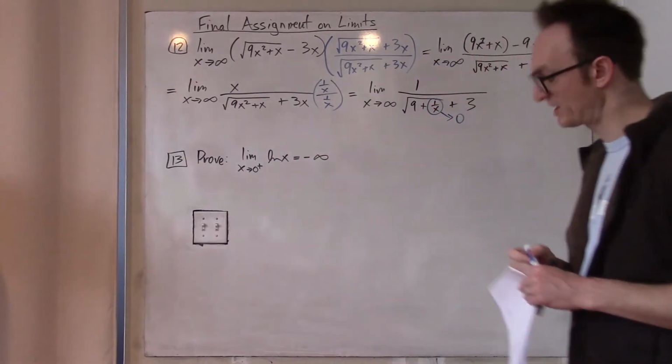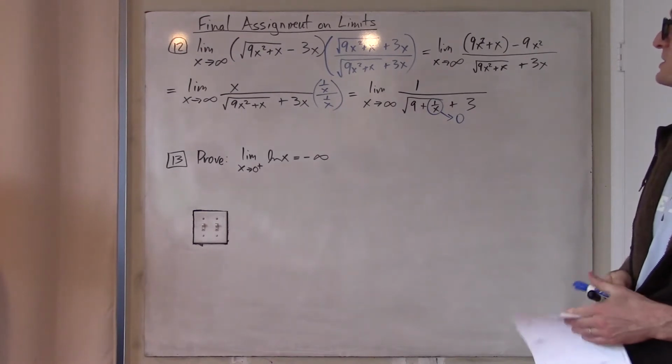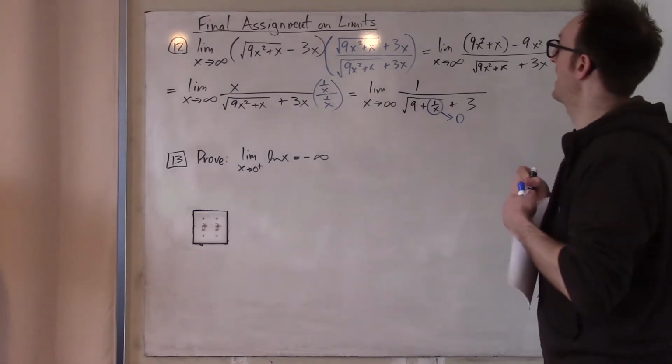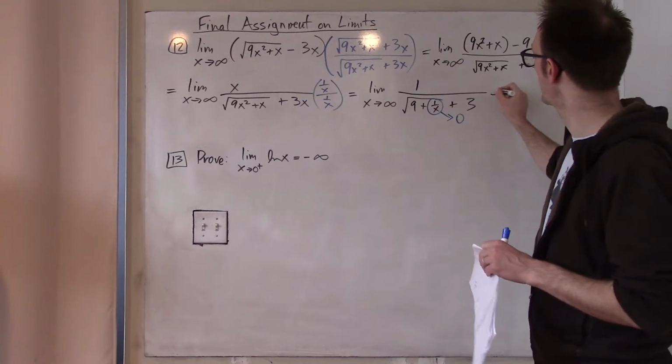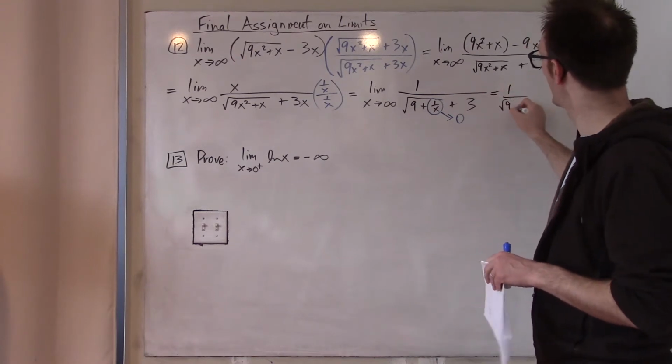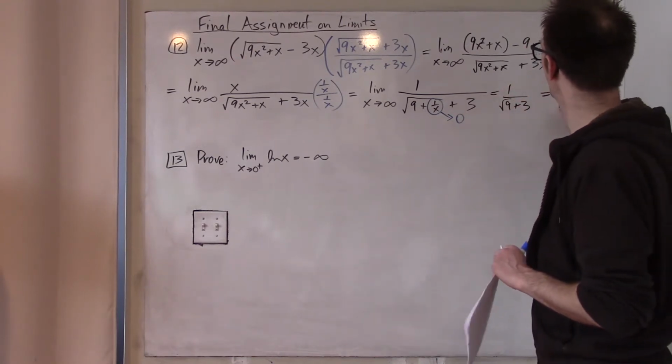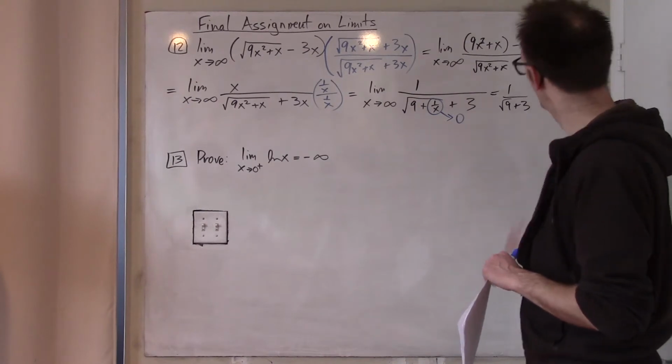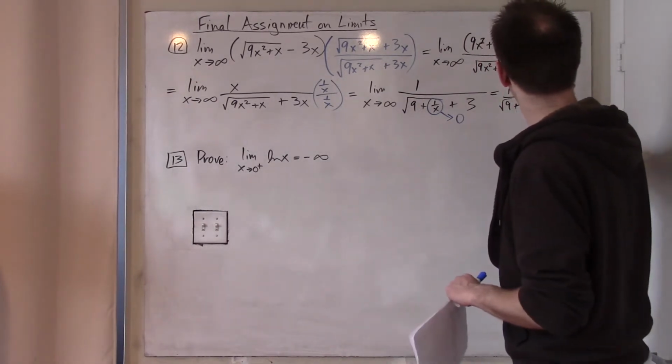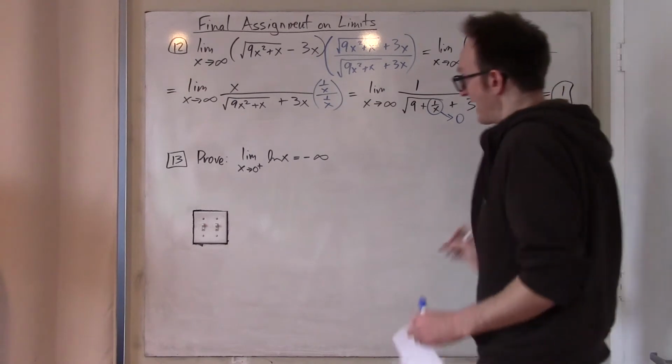As x goes to infinity, 1 over x goes to 0, of course. So this is 1 over root 9 plus 3. Sorry, this is 1 over root 9 plus 3. And so the answer to this problem is just 1/6. Okay, cool. Next is a proof.